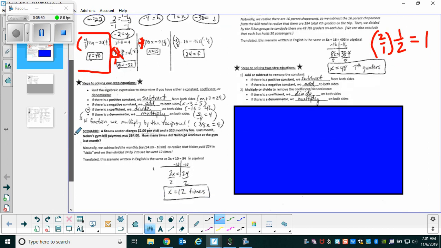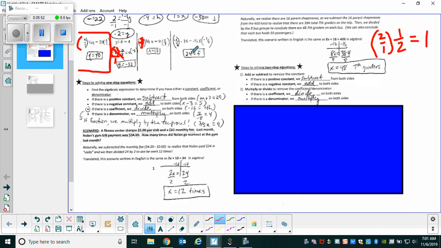So to kind of sum up here, in solving these one-step equations, if there was a positive constant, all you had to do was subtract on both sides. So like in this situation, the first one, m plus 7, we just subtracted on both sides. If there was a negative constant, then you would add on both sides. So here's an example. If you saw x minus 3 equals 5, since that's a negative constant, negative 3, you would add it on both sides.